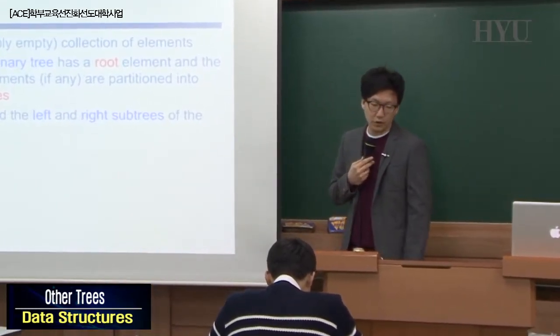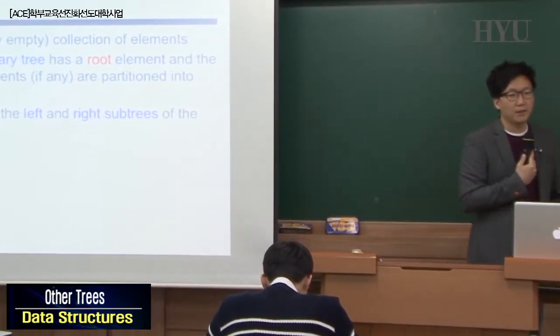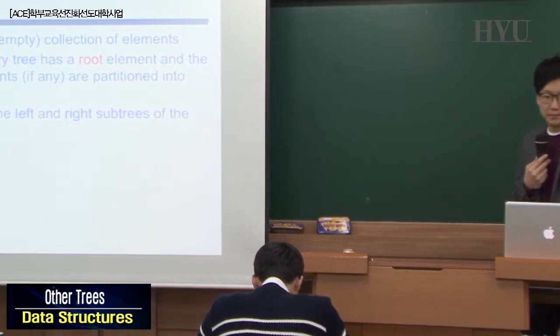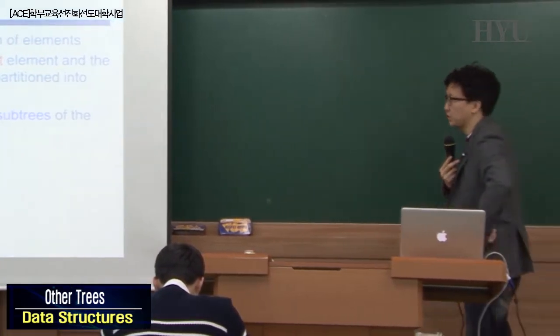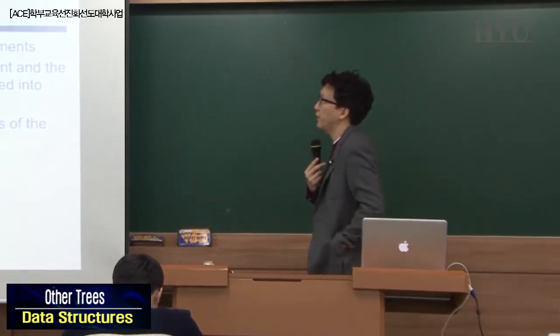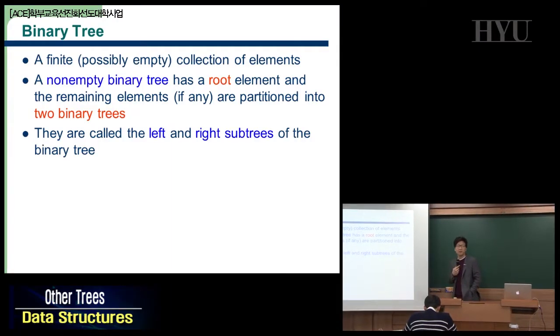So trees, what they look like, and let's go over some of the binary tree properties. A binary tree is a finite, possibly empty collection of elements.